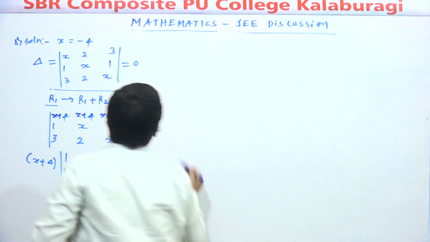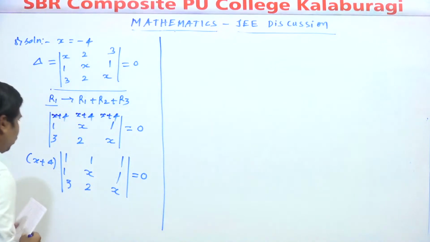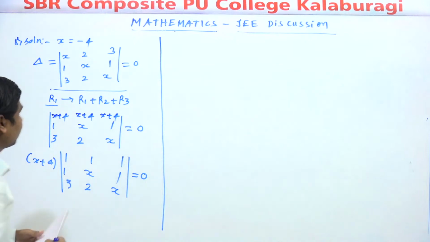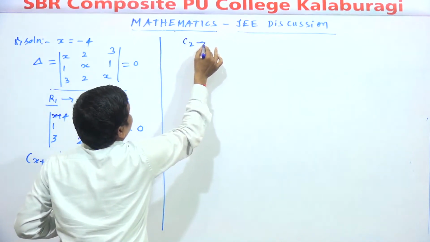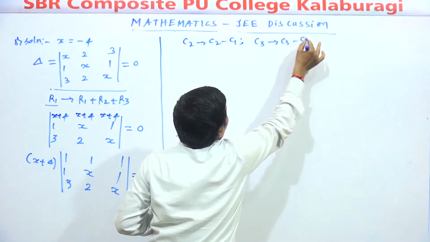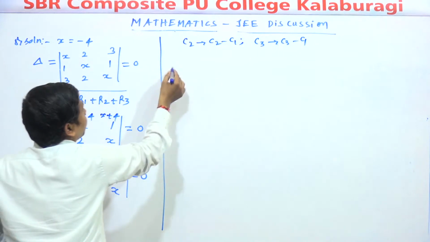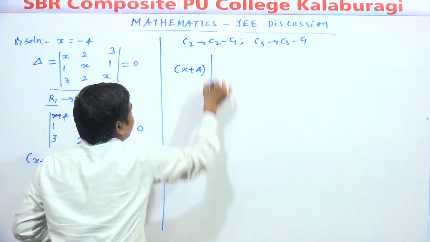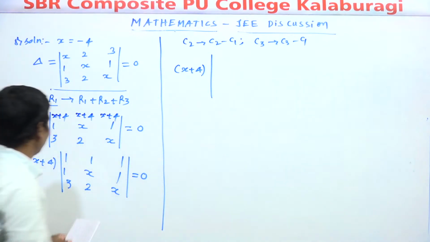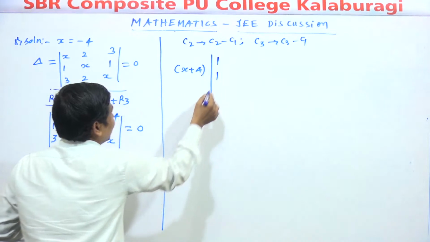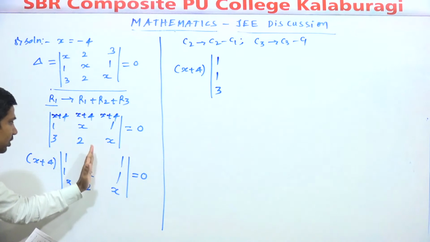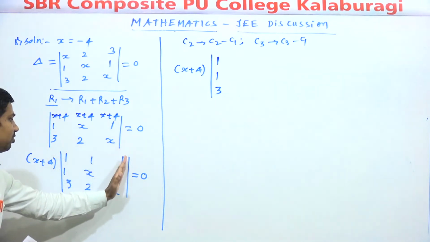So if I make 2 elements 0, C2 and C3, it means C2 minus C1, C3 minus C1. So C2 changes to C2 minus C1 and C3 changes to C3 minus C1. X plus 4 keeps as it is. They are applying for which column? C2 and C3. So keep C1 as it is. It is 1, 1, 1, right? They are applying for C2 and C3. C2 changes to C2 minus C1, C3 changes to C3 minus C1.